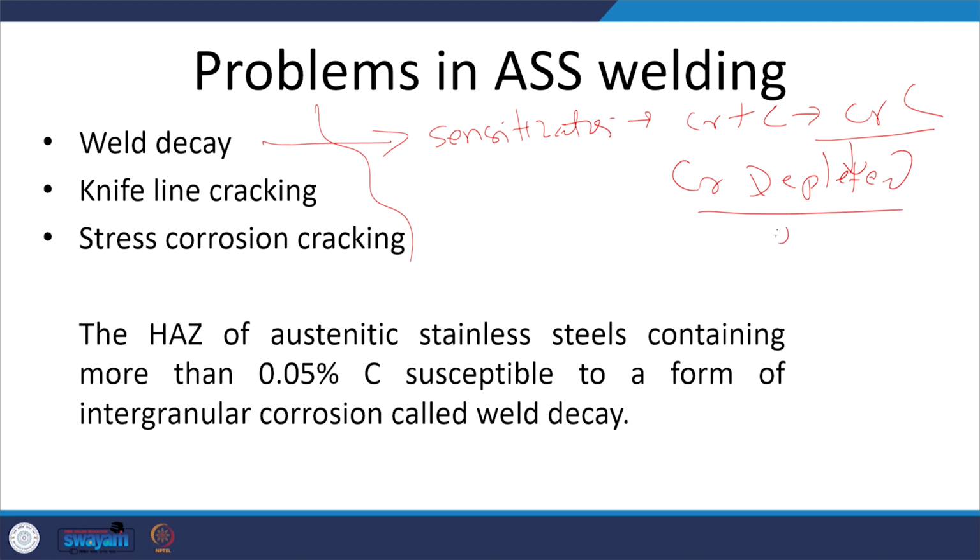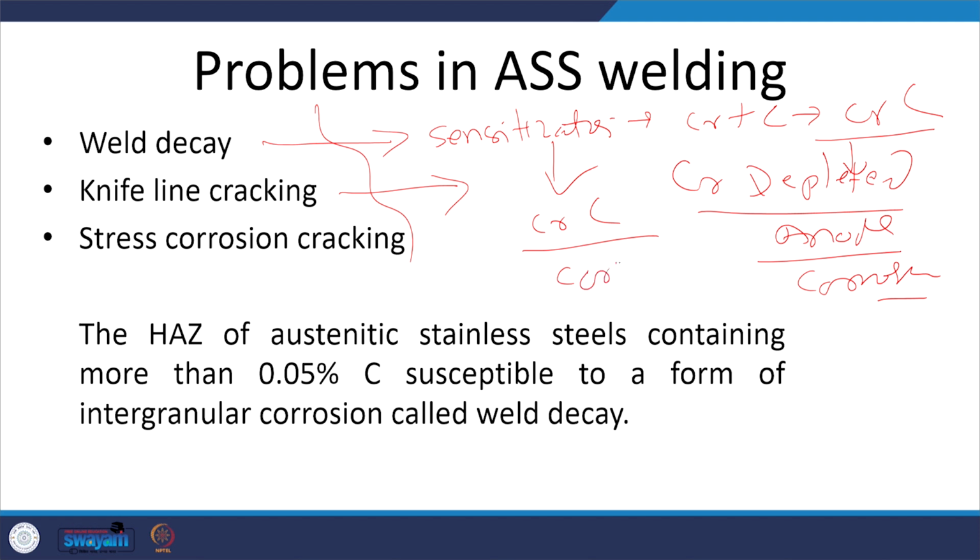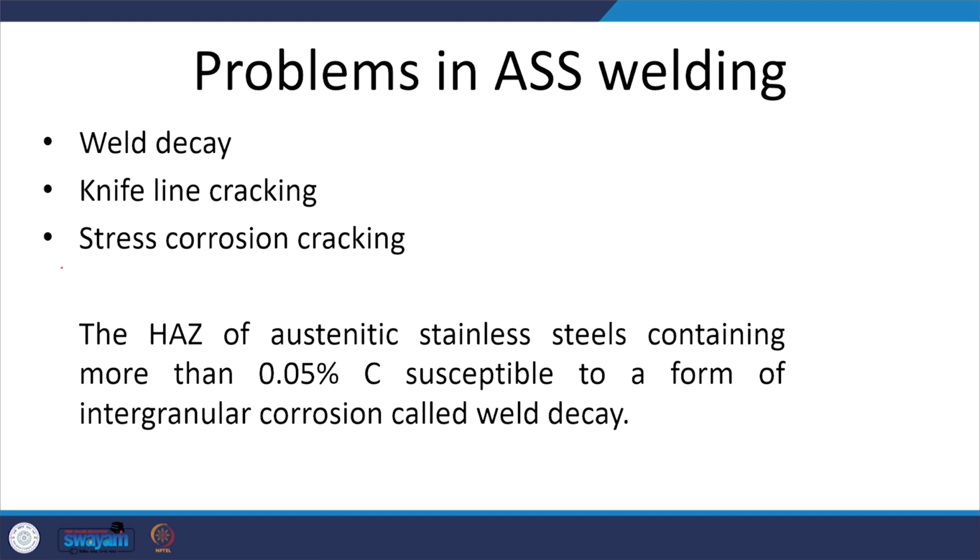These chromium depleted zones act as anode and thereby increase the corrosion tendency selectively. Knife line cracking also occurs due to sensitization, but at higher temperature due to the different regions. It also leads to the formation of chromium carbide and increased corrosion tendency. On the other hand, stress corrosion cracking occurs when there are tensile stresses present and a suitable corrosive media is there.